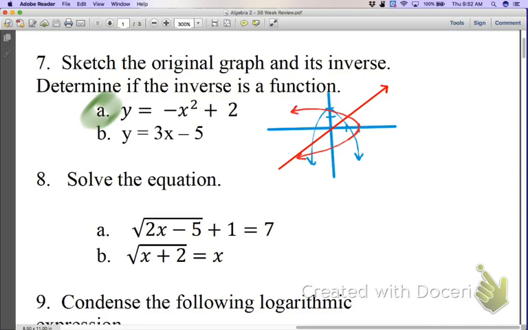So is the red one going to be a function? What does it have to do to be a function? Pass what? Do you remember? Vertical line test? Oh yeah, so if it hits more than one spot on the new function, okay, so it's not a function.